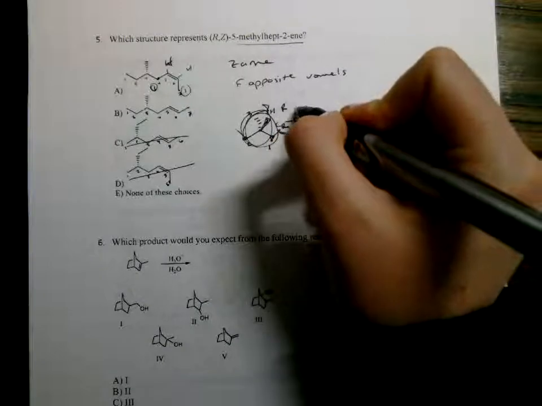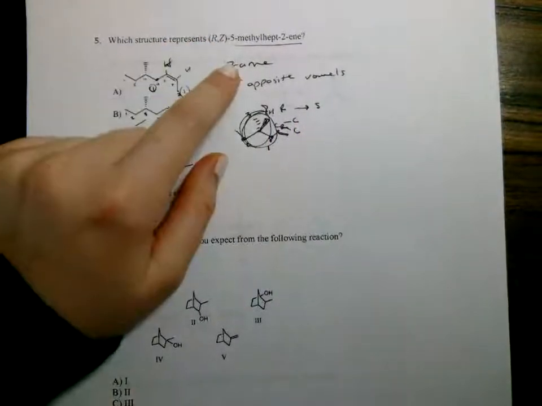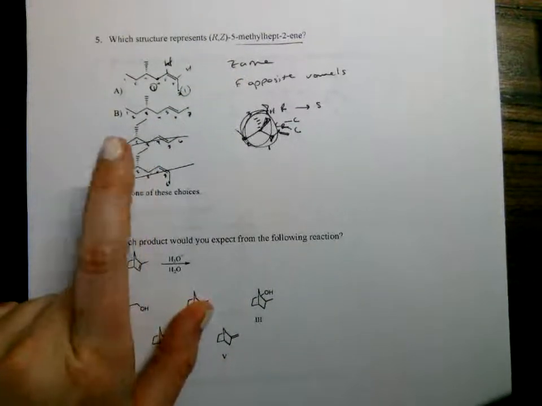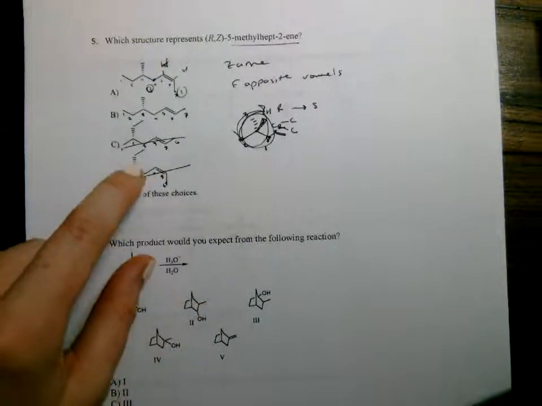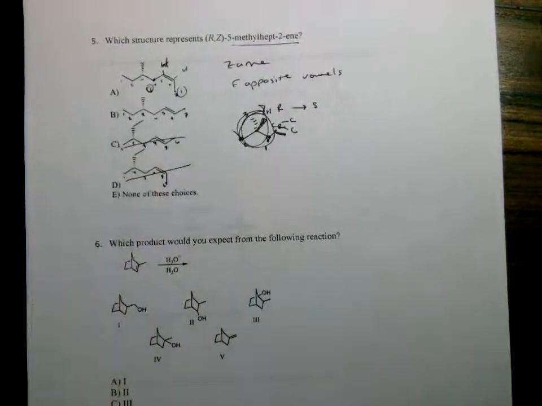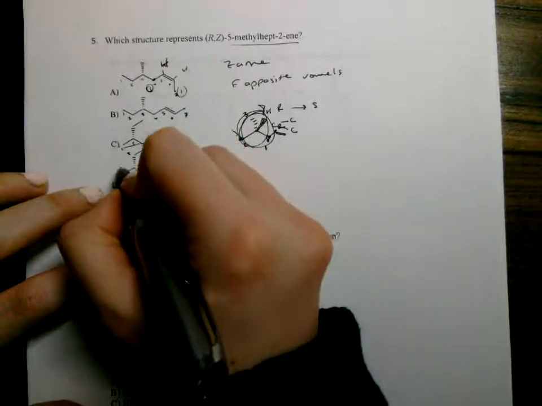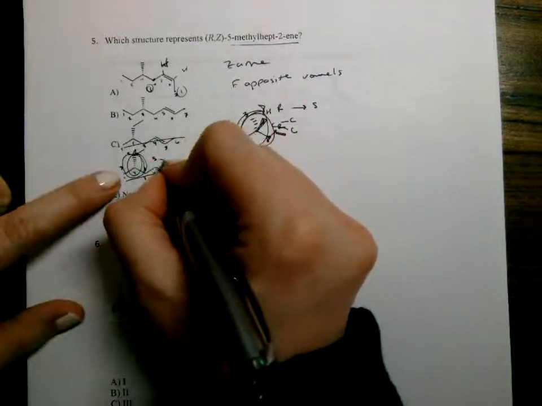R, and then, so this should be S. So I think that there might have been a mistake in the answer key because this one looks right to me, where the methyl group is on the left side, and the larger ethyl group is on top. If you had this 1, 2, 3, that would be S, because the hydrogen's pointing towards you.